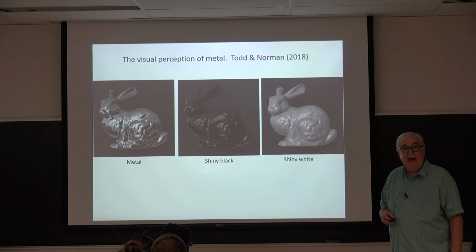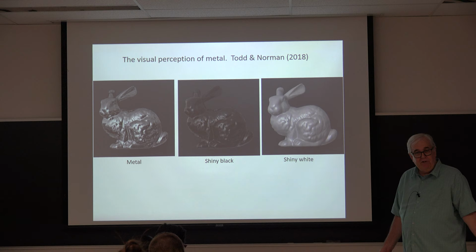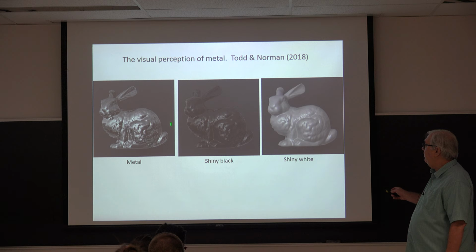But here we have three surfaces that look shiny, but yet they're qualitatively different. And so one of the questions is, how do we tell these things apart? How do we label this as metal, that as shiny black, and that as shiny white?